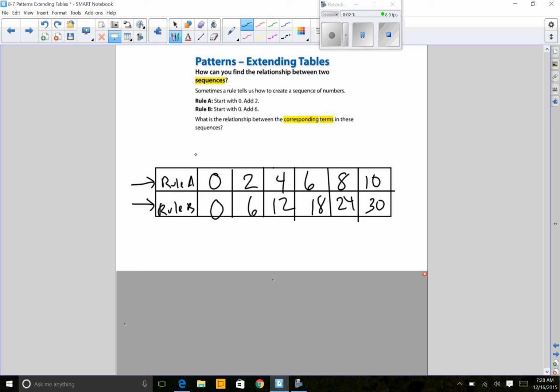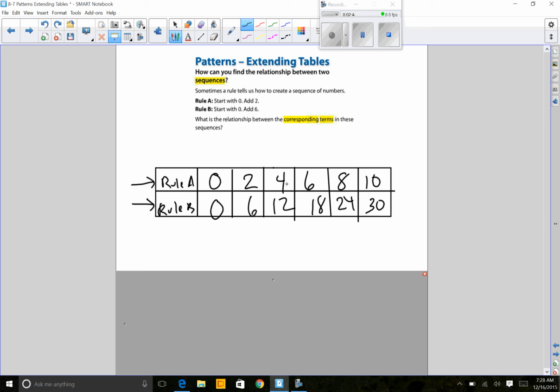So if I looked at these now, my rule went in this direction. Notice how our rules before have been going down, but now we're going to see if we can find a rule that goes in this direction. Is there a connection between rule A and rule B? If we look, 0 and 0, obviously there's not much we can do with that. But 2 and 6. Remember, if a number goes up, we're either going to be using addition or multiplication. So 2 plus 4 is 6, or 2 times 3 is 6.